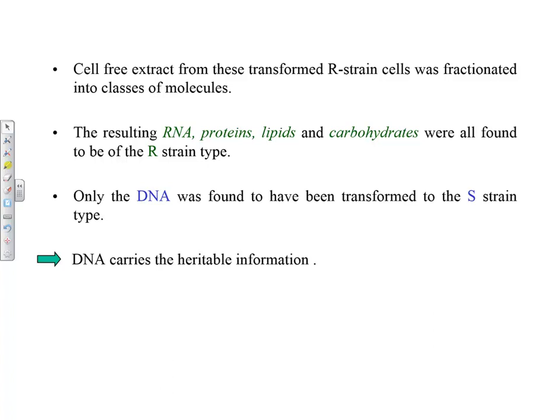fractionated into classes of molecules, okay? And we have already covered procedures to do that. We talked about sedimentation, centrifugation, and things like that. You separate it out. It was found that the resulting RNA, proteins, lipids, and carbohydrates were all of the original type, of the R-strain type. The only thing that changed was the DNA. The DNA was found to have been transformed to the S-strain type. So then the conclusion was that DNA carries the heritable information. DNA is the carrier of genetic information, right?